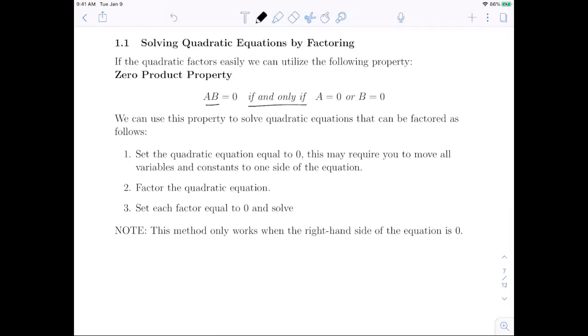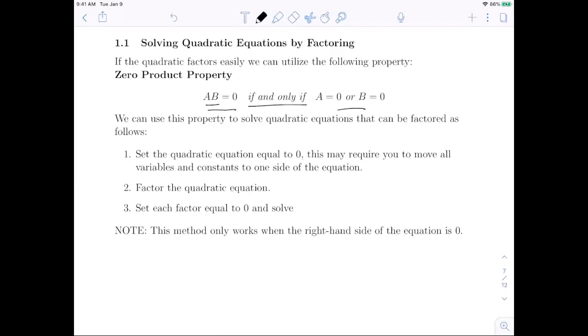It's a very strong implication in mathematics. It means I can start here or start here and I'll get the other result. So if a or b equals 0, a times b is 0. If a times b equals 0, one of them also has to equal 0. Okay? So this property is what we use to solve quadratic equations that can be factored. If it can't be factored, we'll talk about that later.